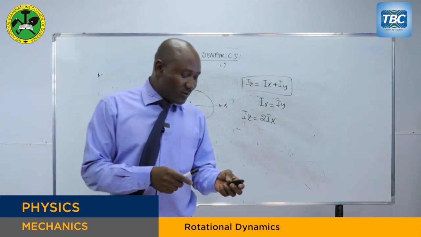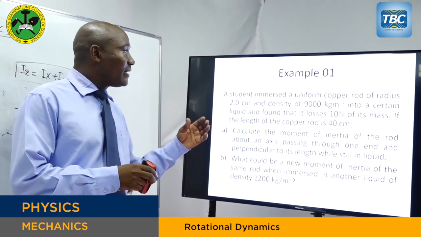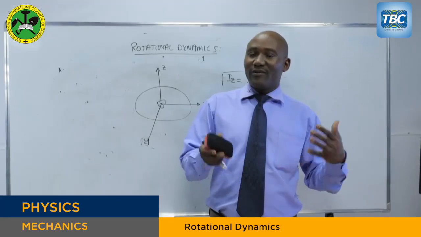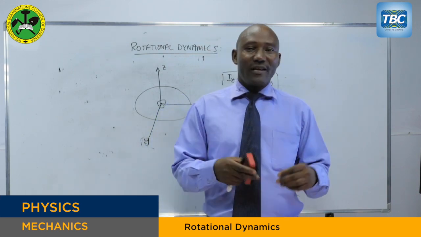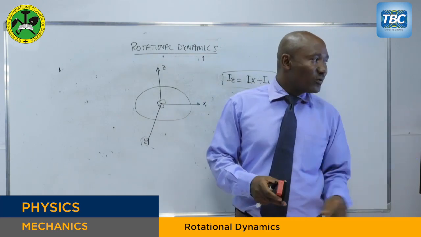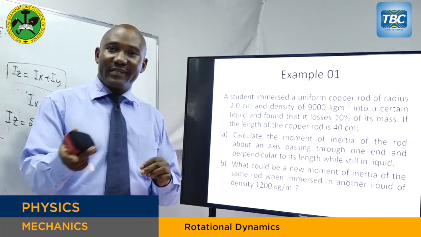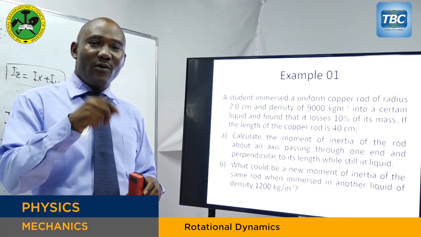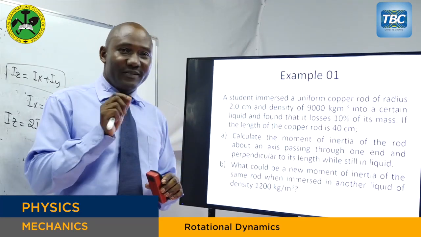Let's go back now to the questions. Example number one, you are given a question. This is a competence-based question. We don't expect to have a direct question, so you should know how to compute using the two theorems. The question says, a student immersed a uniform copper rod of radius 2, density 9,000 kilograms per meter cubed, into a certain liquid. The liquid is not given. And after immersing in that liquid, he found that it loses 10% of its mass.